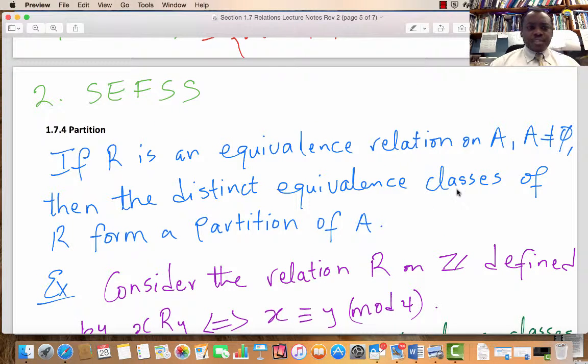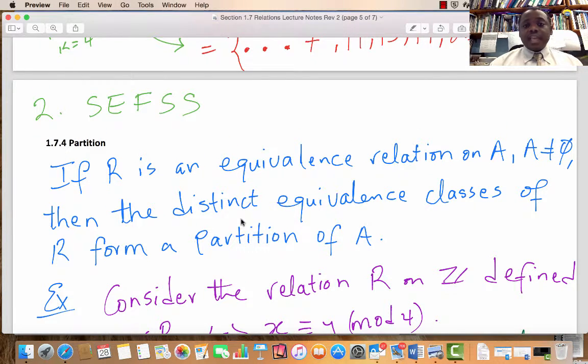Subsection 1.7.4 Partition. If R is an equivalence relation on a non-empty set A, then the distinct equivalence classes of R form a partition of A. That is, each of the equivalence classes is non-empty. Their union would produce the set A, and they are mutually or pairwise disjoint.